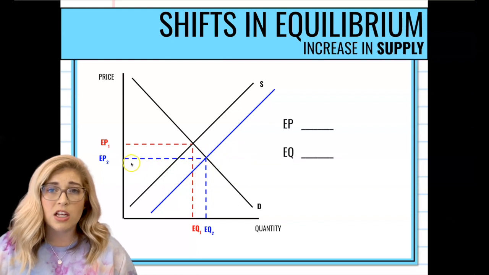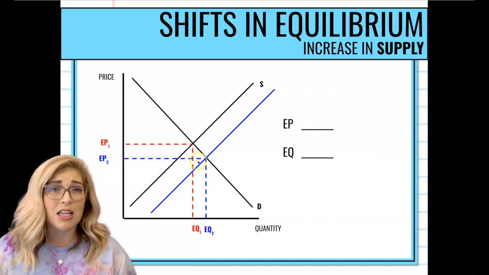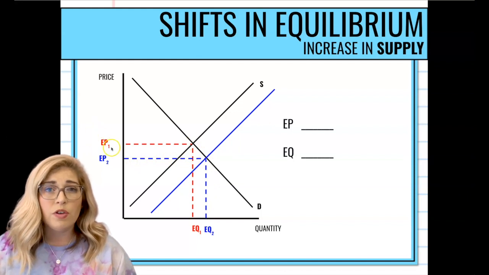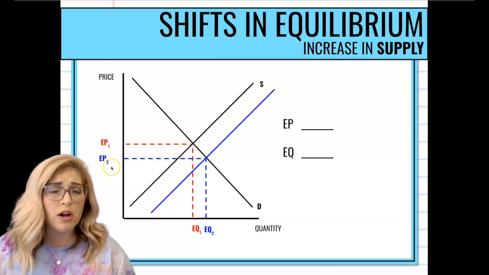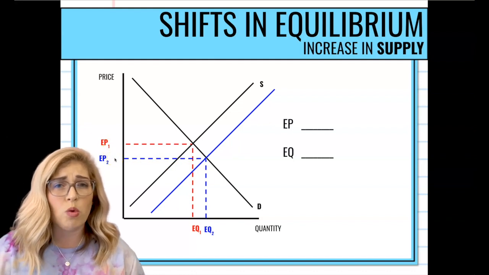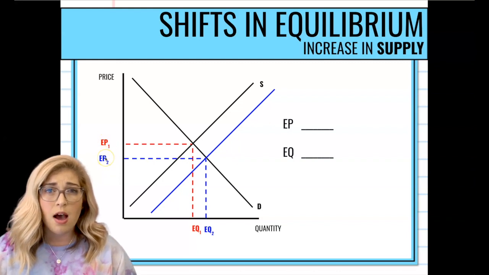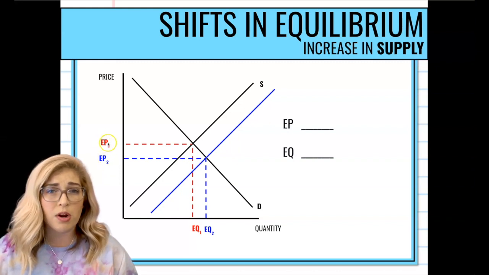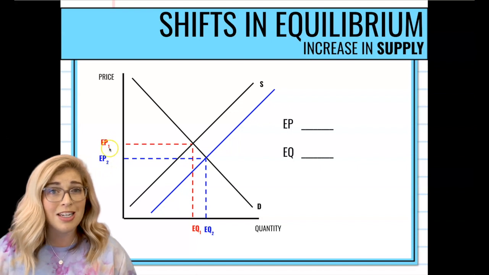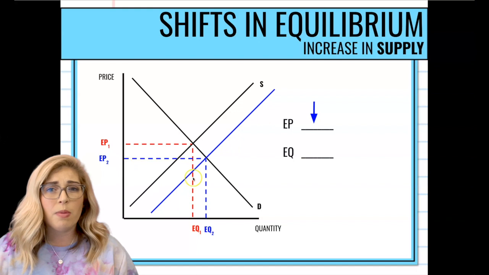You have to pay attention to these lines, and that's why I draw out these dotted lines, so we can see where we went. Although it says 1 and 2, that doesn't mean we increased from 1 to 2. It just means this was the original and this is our new one. If we go from this price to this price, we actually decreased the price to get back to equilibrium. If we go from this original quantity to our new quantity, we actually increased.